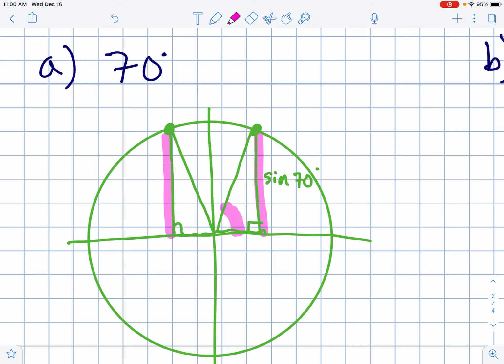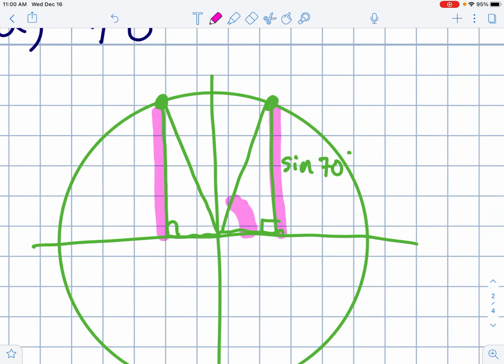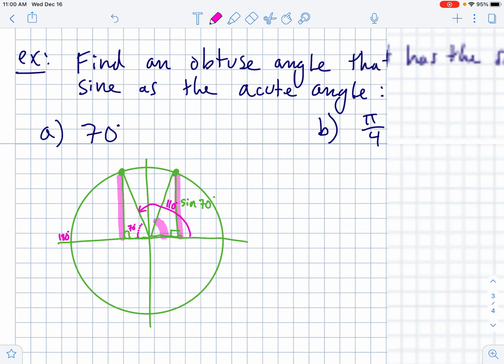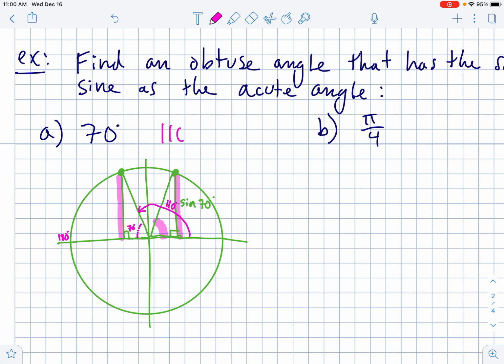So the way I think we need to figure out what the angle is based off the reference angle. The reference angle here is the shortest distance back to the x-axis. So this is a reference angle of 70 degrees, but the total angle will be 70 degrees back from 180, because this is 180 degrees. So that means this is 110 degrees. So the answer to this one is 110.